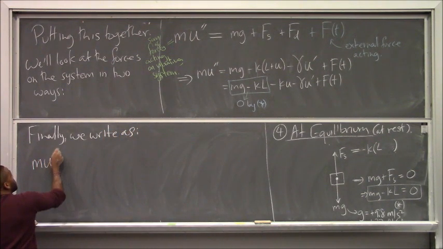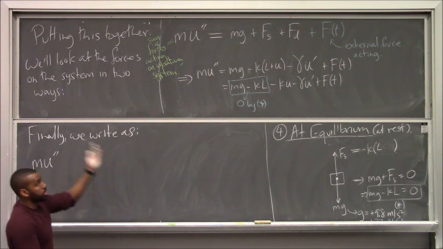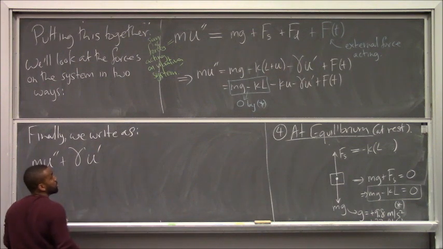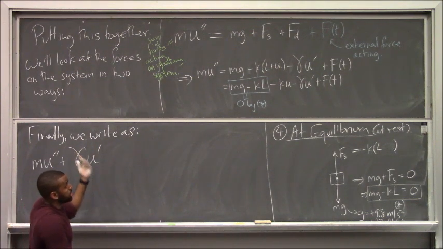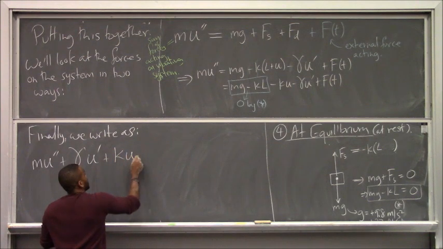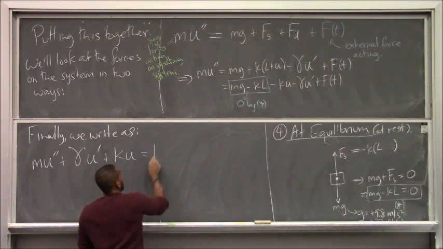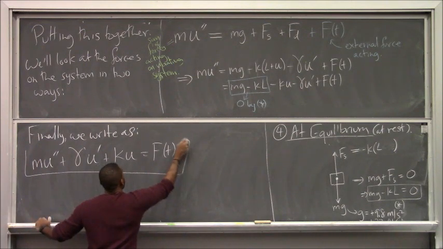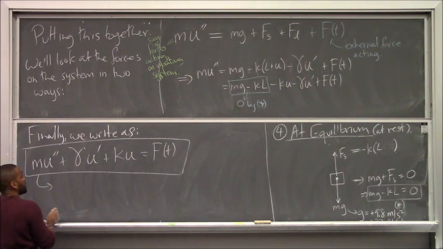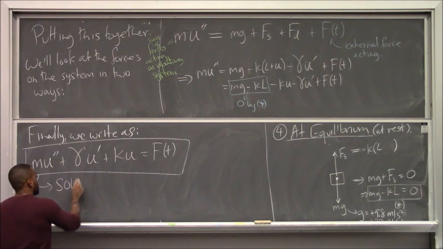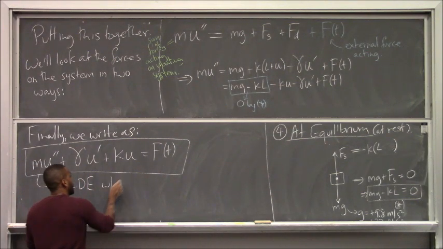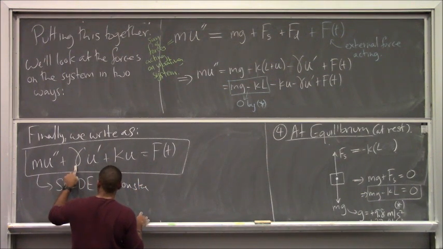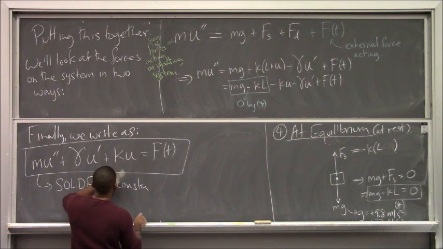M u double prime, I'm going to add the gamma u prime, I'm going to add the k u, and on that side, there's just going to be the F of t. I want you to notice that this is a second order linear differential equation with constant coefficients, because that's the mass, that's going to be the proportion for damping, that k is going to be the spring constant.